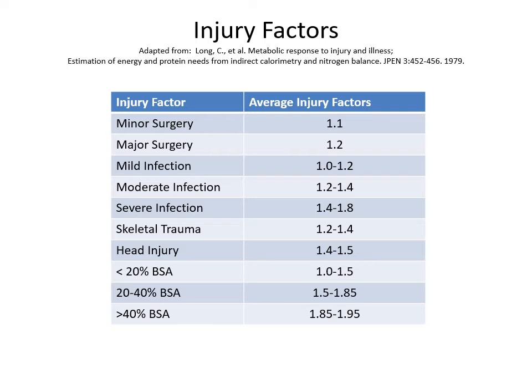Here we have our injury factors. So based on how injured or sick the person is with minor or major surgery, mild to severe infection, skeletal trauma, head injuries, or burn surface area, we would then further increase calories. So you take the equation's results and multiply it by these numbers.